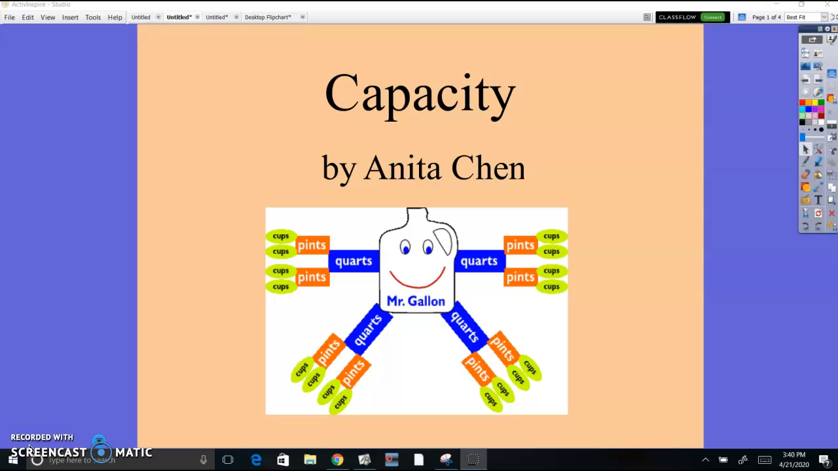In this video, we are going to talk about capacity. Capacity means the amount of liquid a container can hold. Another word for capacity is volume. They mean basically the same thing. In this video, we are going to talk about the customary units for capacity only. We will talk about the metric system in our next video.